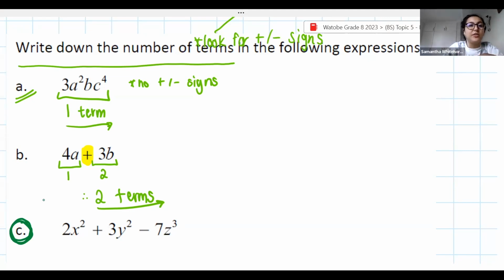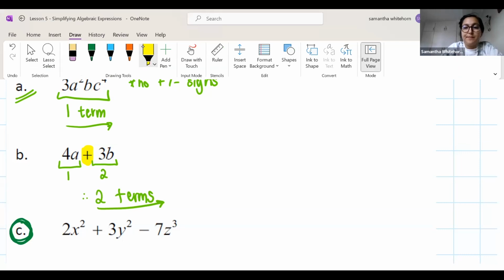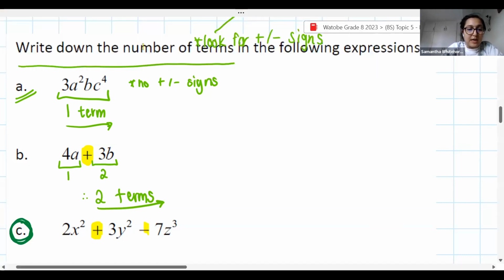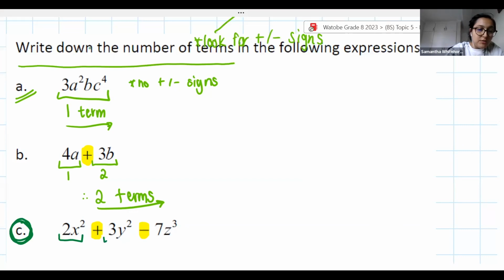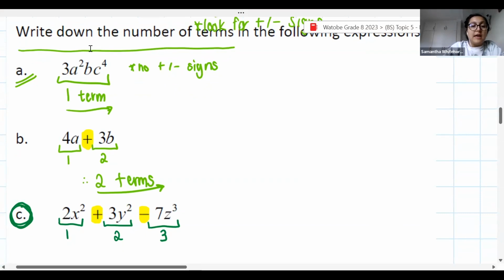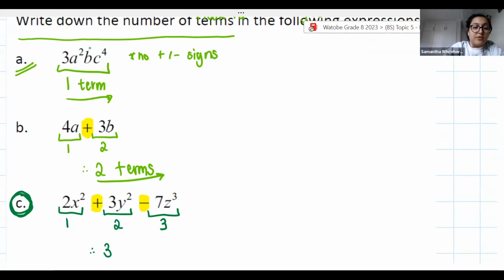Excellent. Okay, so exactly, there are 3 terms here. Why are there 3 terms? Well, I see I've got a plus sign and a minus sign. Those aren't in brackets, so it's not causing anything chaotic to go on. Because I've got those plus and minus signs, it is separating my terms for me. And so I've got one term of 2x squared, a second term of positive 3y squared, and a third term of negative z cubed. And so in this expression, I've got 3 terms.